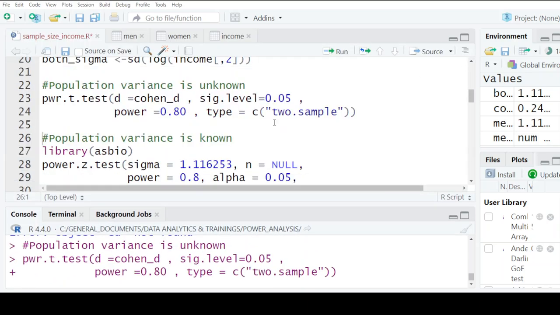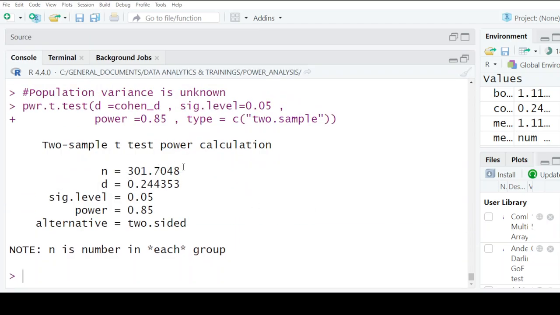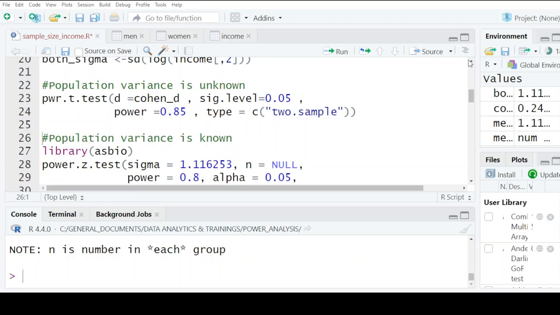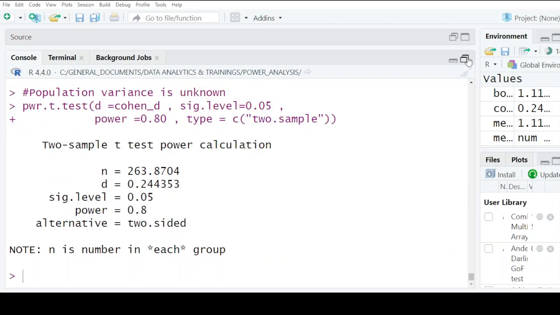Now, what would happen if I was to increase the power? Will the number be the same? Let's find out. If I increase the power, my sample size will increase to 302 for men and 302 for women. That will enable me to find a significance in my study. So there's power as an inference. Remember our Cohen D was 0.244. And if I put the power as 80%, it is 263 or 264 as before.